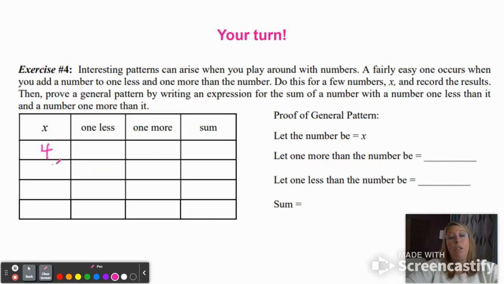So if X is 4, 1 less than 4 is 3. 1 more than 4 is 5. Sum is referring to these two numbers. So we're going to add those two numbers together. 3 plus 5 is 8. All right, so you pick 3 new numbers, do 1 less, 1 more, and then add those together. See if you can determine a pattern for what's happening on the table, and then write an algebraic explanation for that.